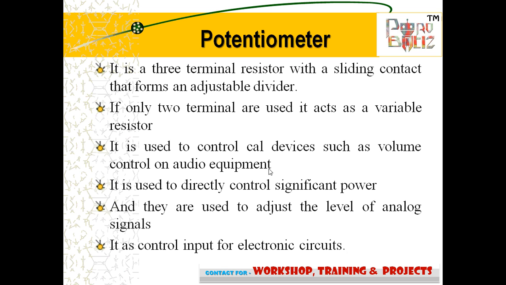Potentiometer. It is a three-terminal resistor with a sliding contact that forms an adjustable divider. If only two terminals are used, it acts as a variable resistor. It is used to control audio devices such as volume control in audio equipment. It is used to directly control significant power, and they are used to adjust the level of an analog signal. It has control input for electronic circuits.